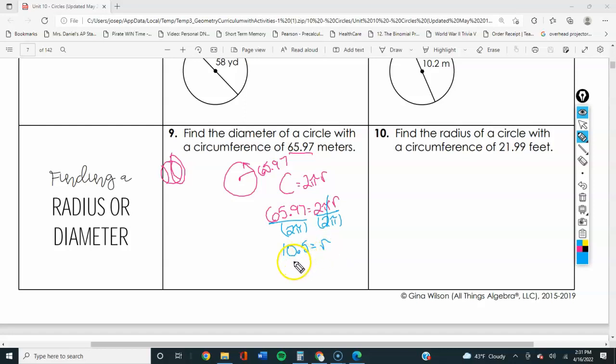Now from there, I double it to get, I'm sorry, the whole thing was looking for diameter. I double that to find diameter. So I get 21 meters is my diameter.